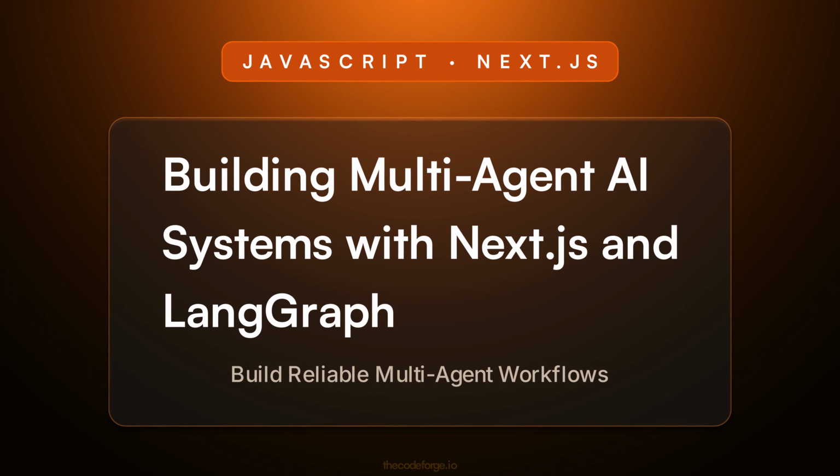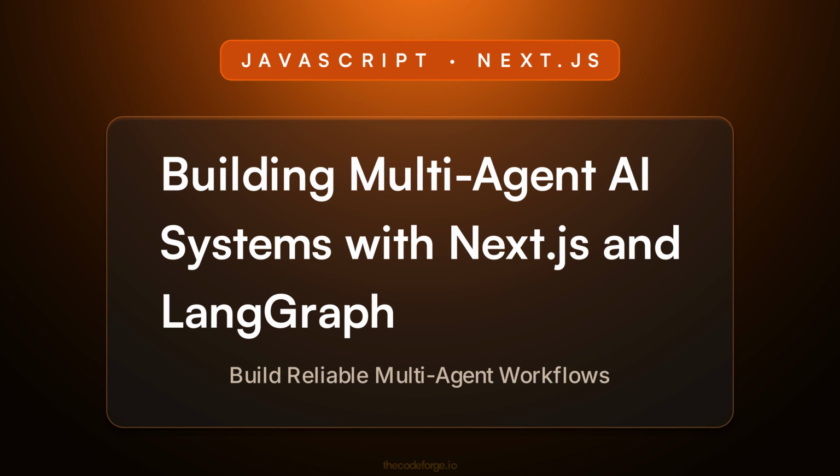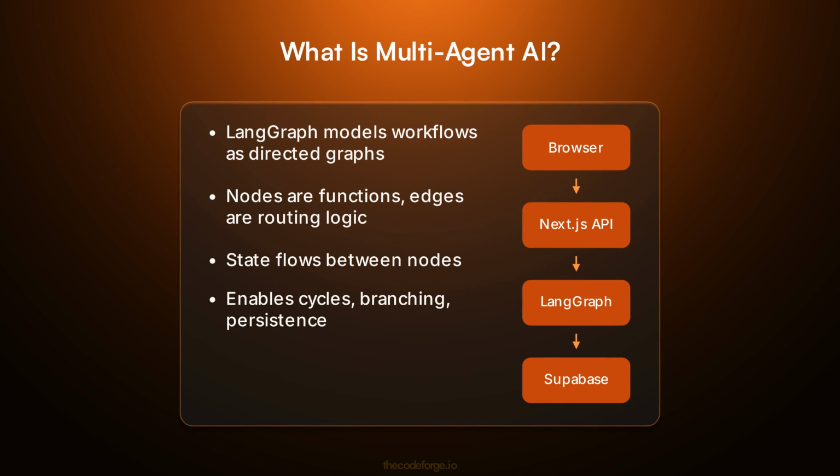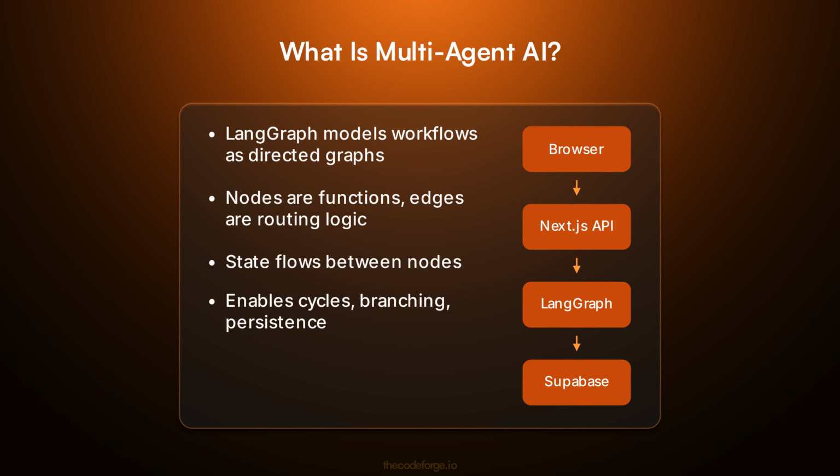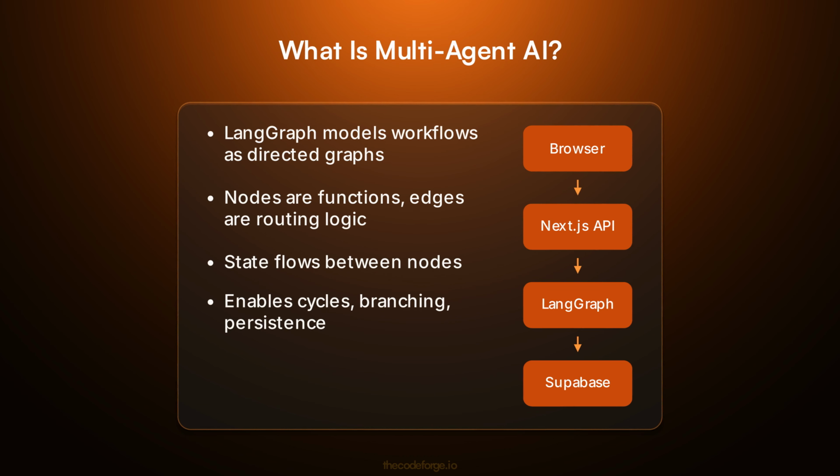Let's break down building multi-agent AI systems with Next.js and LangGraph, how it works, and the exact mistake behind that failure. LangGraph is a framework for building stateful, multi-actor applications with LLMs. It models AI workflows as directed graphs where nodes are computational steps and edges define control flow. State carries conversation history and tool outputs through the graph.